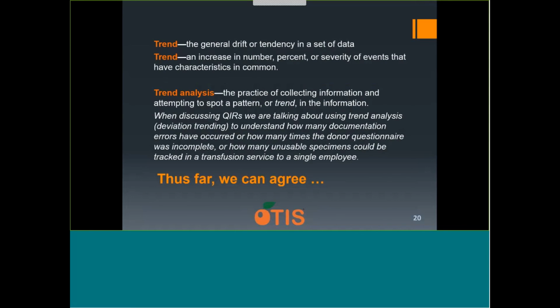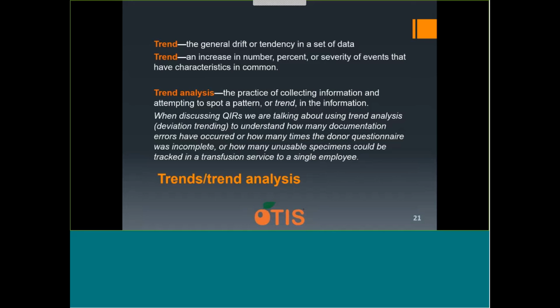Next, I wanted to talk a little bit about the trend, and I love the first definition because it's such a simple one: the general drift or tendency in a set of data. A little bit longer, but not much: a trend is an increase in the number, percent, or severity of events that have characteristics in common. But determining the trend or analyzing the trends is really important, and it's basically a practice of collecting the information and attempting to spot a pattern or a trend in the information.